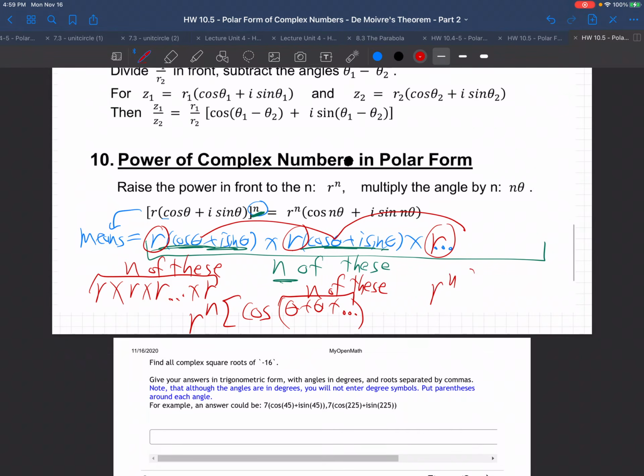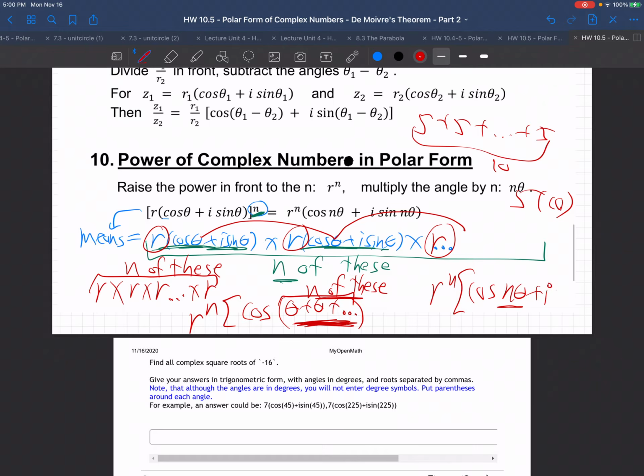This is r to the n cosine of n theta, right? Theta added to itself n times. Like if I added 5 to itself 10 times, it's 5 times 10, right? So if you add theta to itself n times, it's n times theta, and the other angle is exactly the same. There's the formula. I just derived the formula. This is de Moivre's formula, the French mathematician's formula. Basically it's really simple.